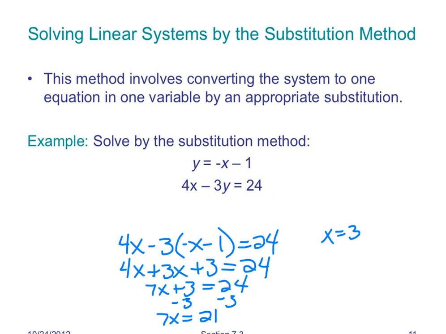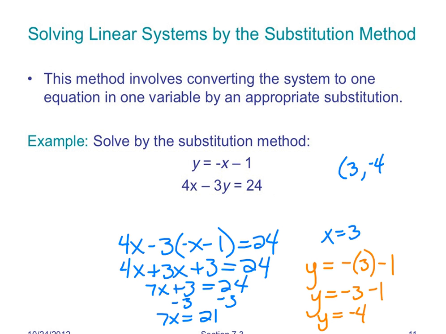I'm going to substitute it in the top equation because the numbers are smaller. But it really doesn't matter. You'll get the same answer in the end. So y equals negative, I'm going to replace the x value with 3, the number I just found, minus 1. And you get y equals negative 4. So the answer is the point 3, negative 4.